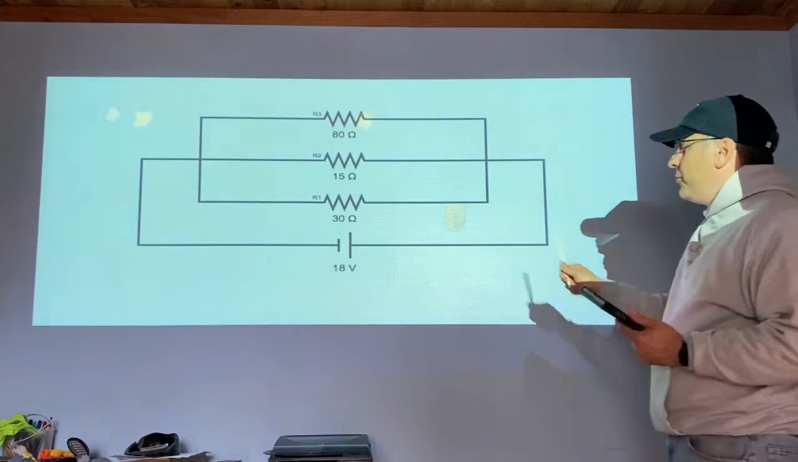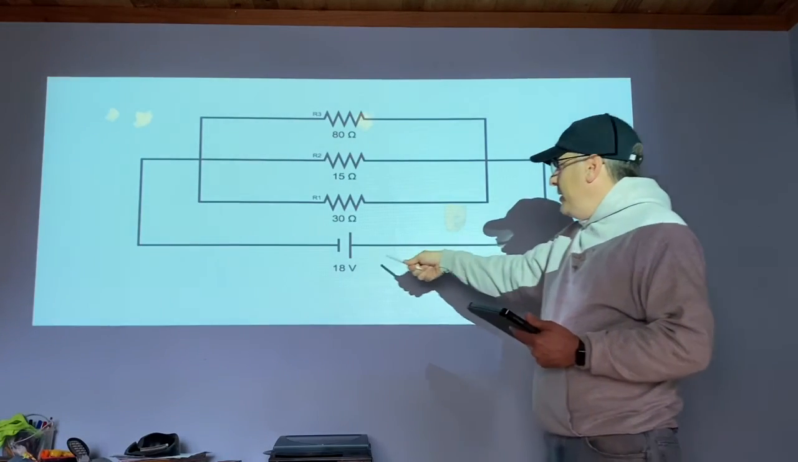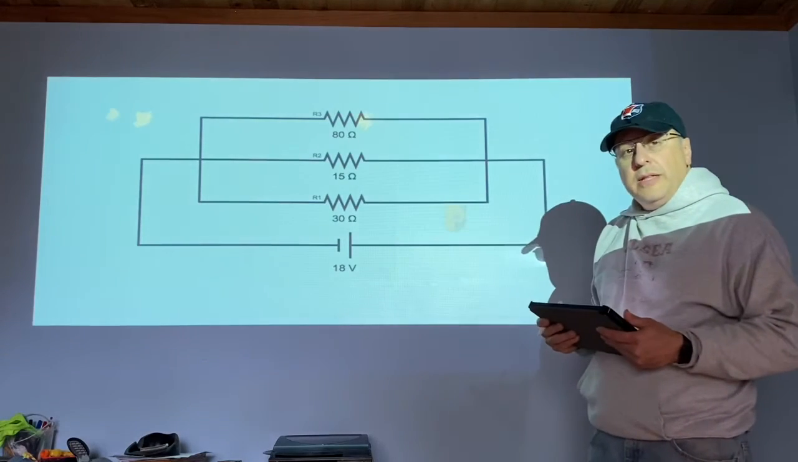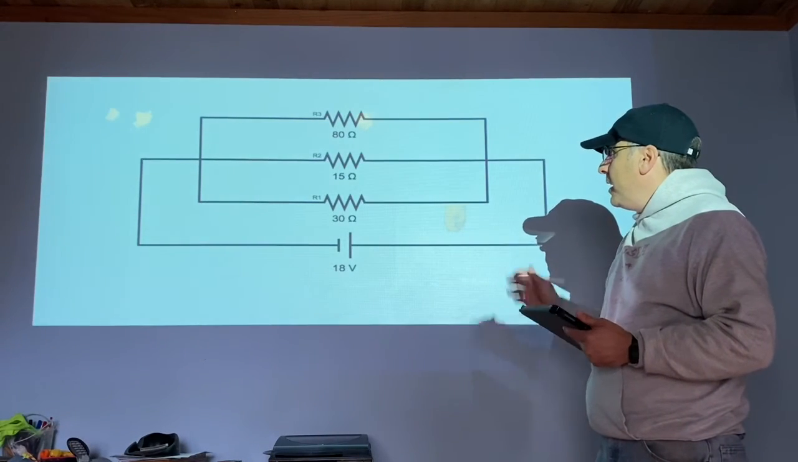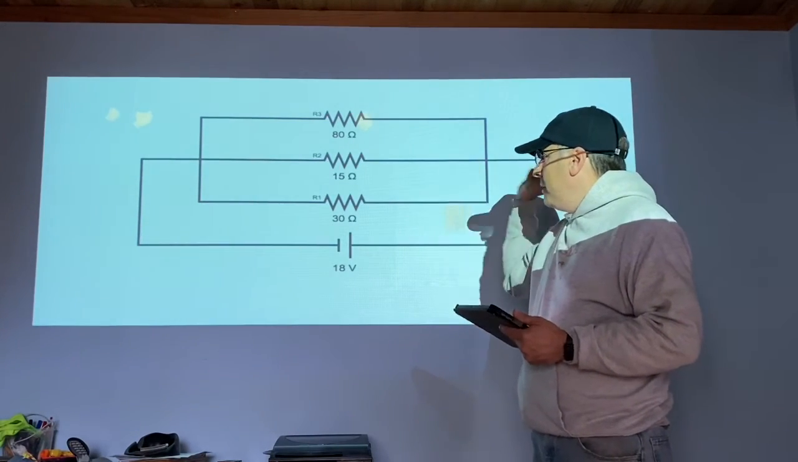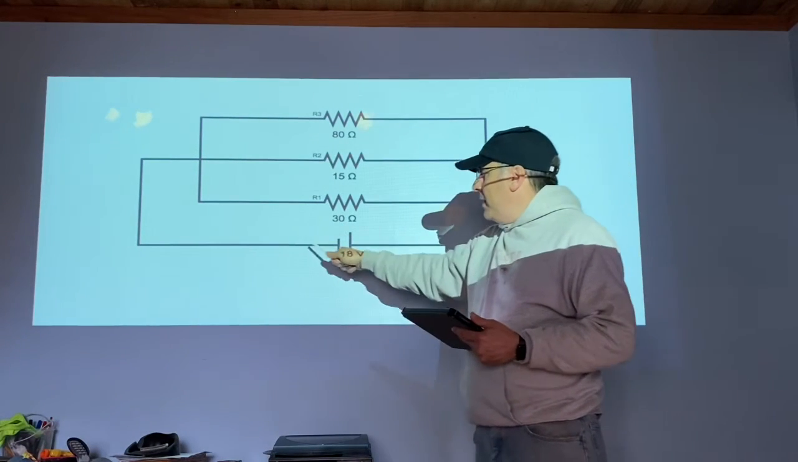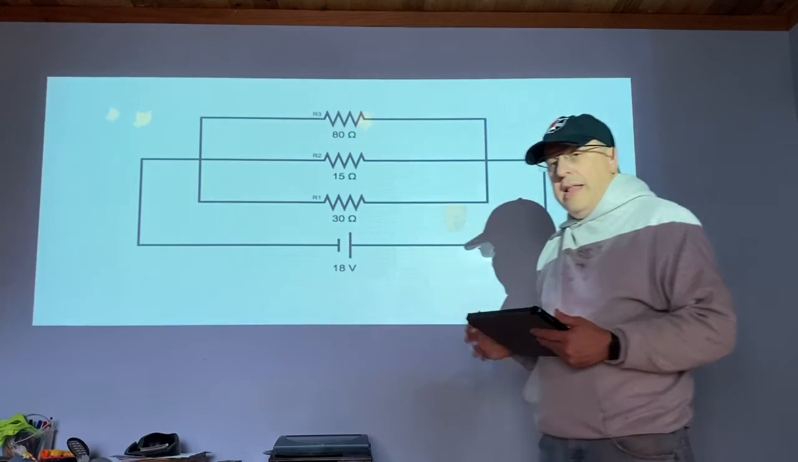So I'd like you to try this one. It's an 18-volt power source. It's got 3 different paths, each with a different resistance. And I'd like you to figure out the current, the voltage, and the power for each branch. And I'd like you to find the total current and the total power.